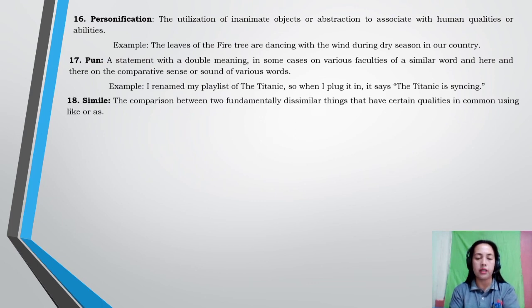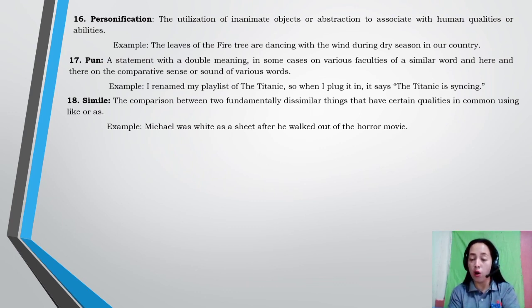Okay, next. Number 18, you have simile. The comparison between two fundamentally dissimilar things that have certain qualities in common using like or as. It is commonly used with like or as. Again, they are using dissimilar things or unrelated objects. You compare them, but in this case, different from metaphor, it uses like or as. Example, Michael was white as a sheet after he walked out of the horror movie. He turned white like paper. Okay, so Snow White is as white as snow. Her hair is black as ebony. Her lips are as red as rose. Those are examples of simile.